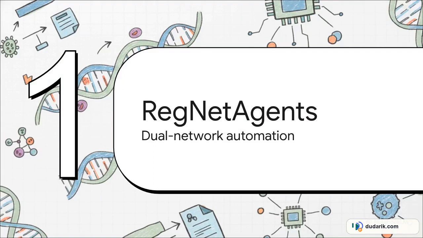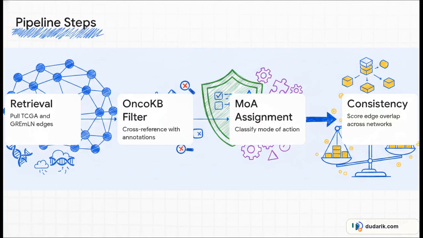Moving right along to Section 2, let's meet the RegNetAgents framework and see how it automates dual network classification. To solve this massive dual network headache, researchers built RegNetAgents. Now, it's absolutely crucial to note that this framework is a downstream analytical validation layer. It assumes you've already got networks built by existing tools, like Arachne. From there, when you feed it a focal gene, it executes this beautifully deterministic pipeline.